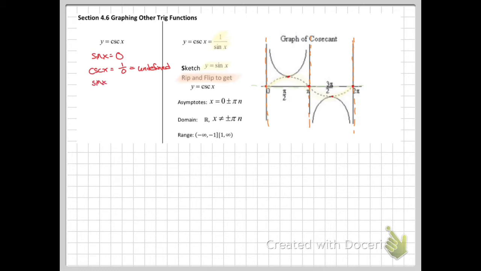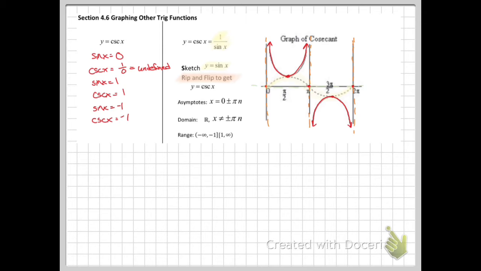But if sine x equaled 1, the reciprocal of that is still 1. And if sine x equaled -1, the reciprocal of that is still -1. So those points are actually points on your cosecant curve, and everything gets flipped over. So this curve, the little yellow curve that was facing down, now becomes this red curve that's facing up. This section, that yellow curve was opening up, now it is this red curve opening down. And the orange asymptotes and the red curves are the actual cosecant graph. The light yellow is just how we got there.